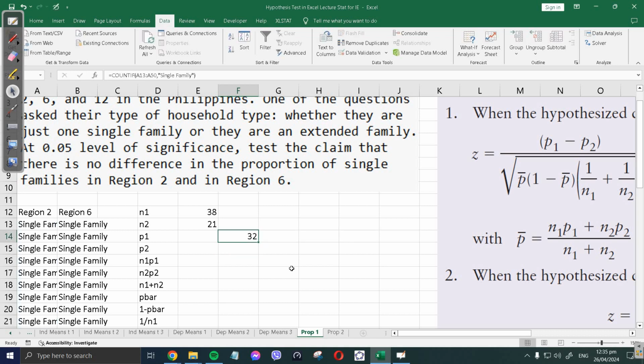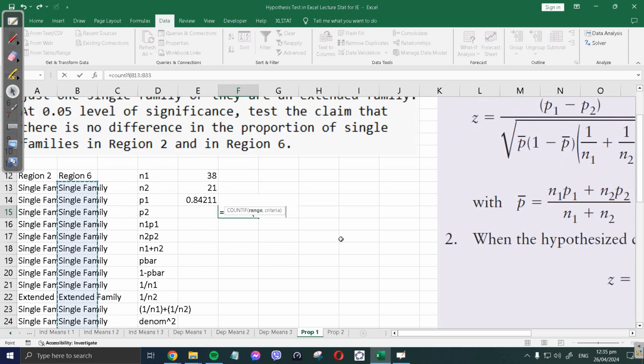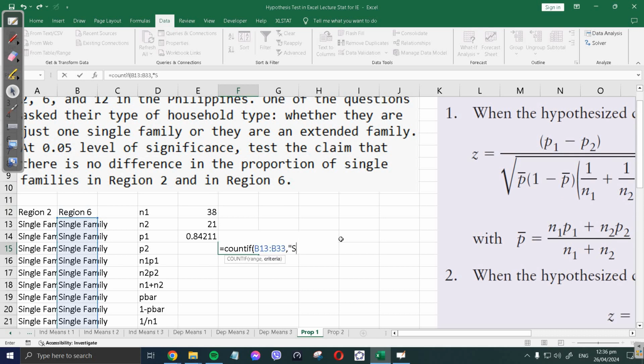So there are 32 cells here that say single family out of 38. And that proportion is 32 divided by 38. That's the proportion now for P1. For P2, we do the same. We count how many from this range have data of single family. There you go. This time it's 17 out of 21. And to make the proportion, we divide, using the forward slash, which means divide.